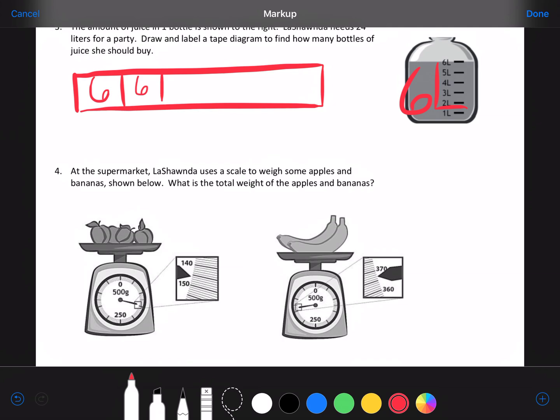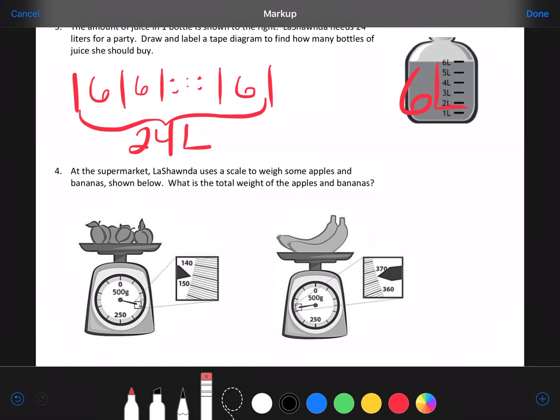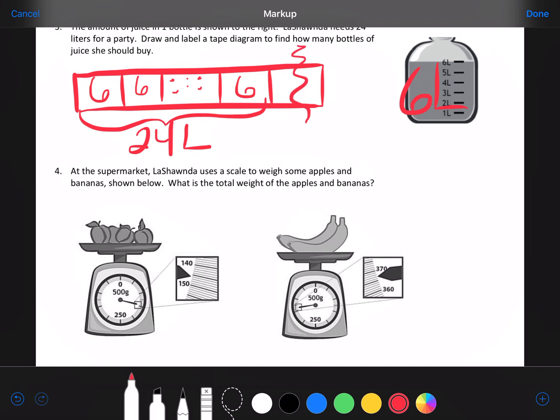If the numbers don't help you, you can draw discs instead. So we have 12, 13, 14, 15, 16, 17, 18, right? That would be 6 more. And then 6 more than that would be 24. And that would give her 24 liters. So really, she doesn't need this part. She doesn't need this part of the tape diagram. I would just erase it if it would let me.